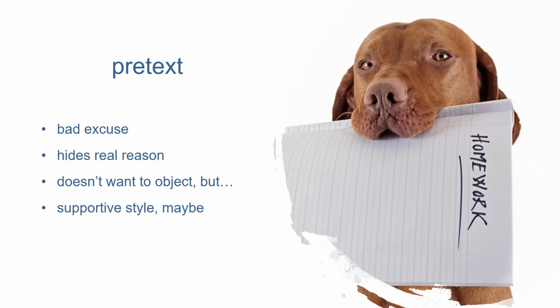The next one is a pretext. Oh, pretext, right? It's just a sad, bad excuse. Any bad excuse is good here just to object. So, it really hides a real reason. They might not even ever tell you what that real reason is, right? And in most cases, they don't want to object, but they do anyway. So supportive style will probably lean towards this. In many cases, if they find that they didn't do their homework properly, and before even saying that they understand what's going on, they need to go back and have some more information.